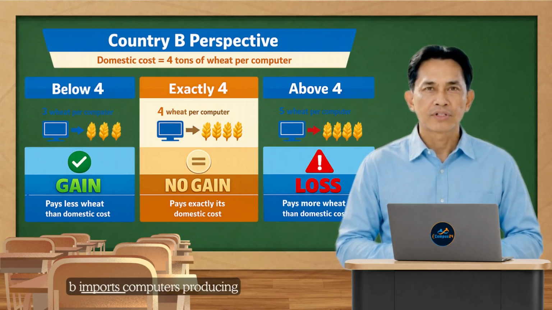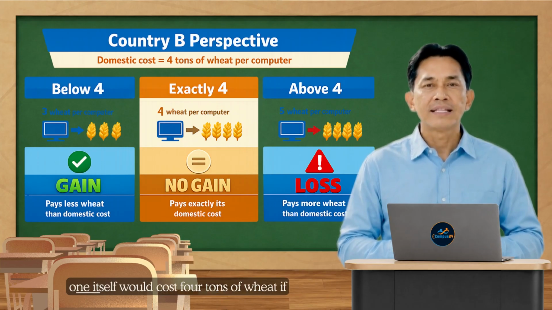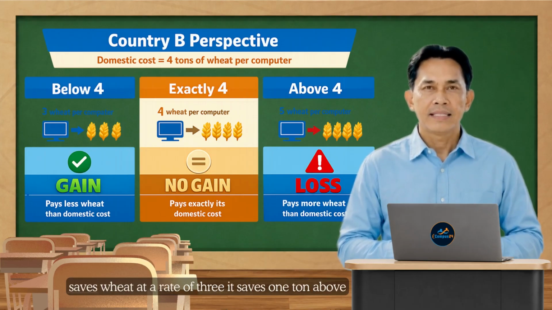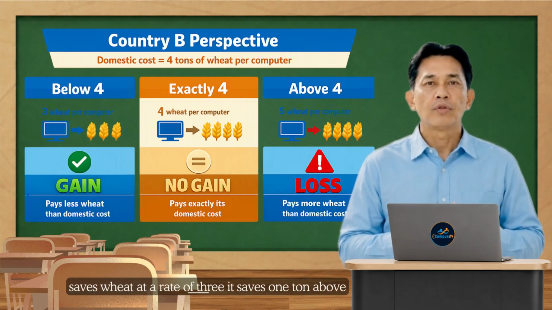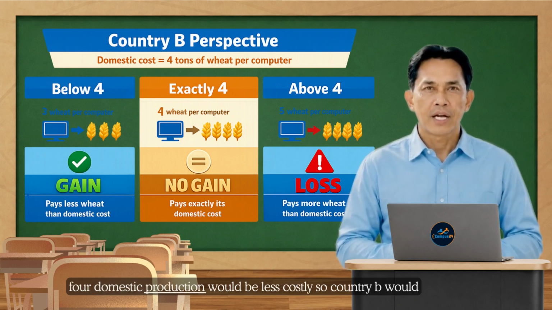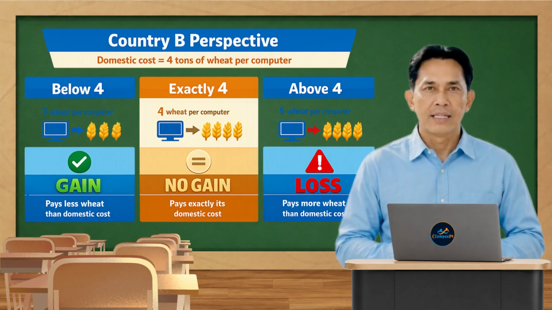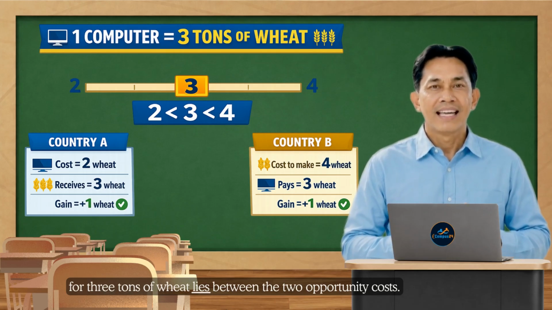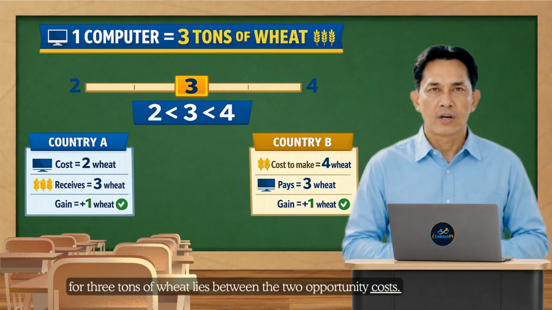Country B imports computers. Producing one itself would cost 4 tons of wheat. If it can import one for fewer than 4 tons, it saves wheat. At a rate of 3, it saves 1 ton. Above 4, domestic production would be less costly, so country B would reject the trade. A rate of 1 computer for 3 tons of wheat lies between the two opportunity costs.